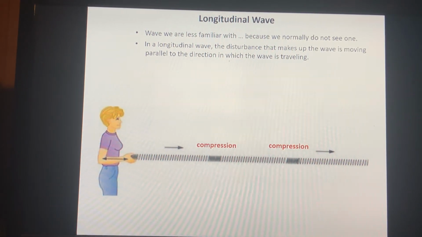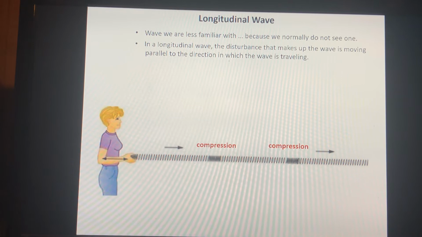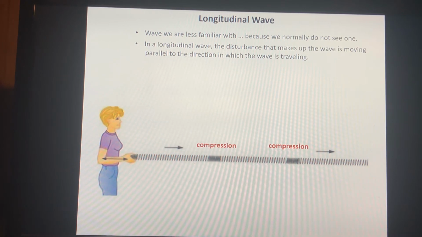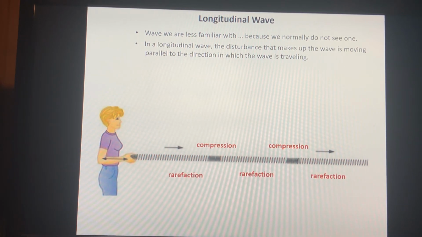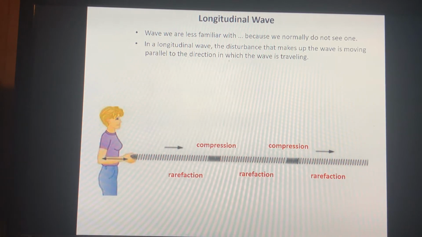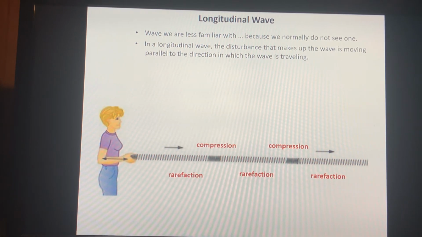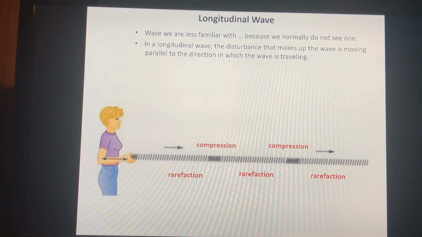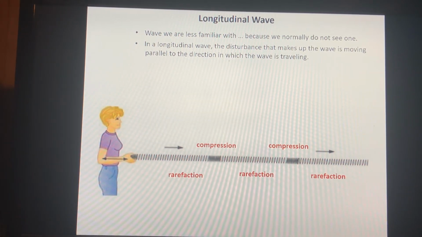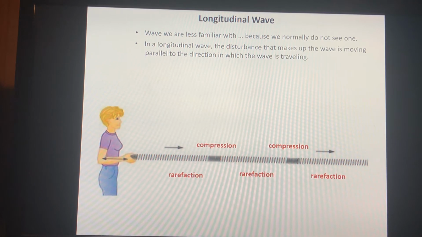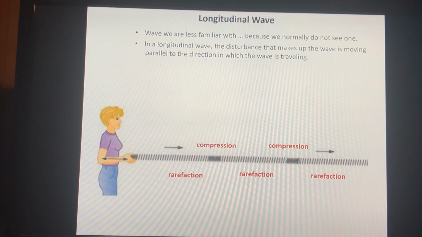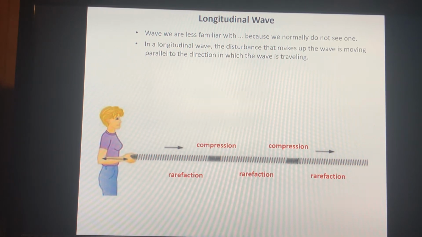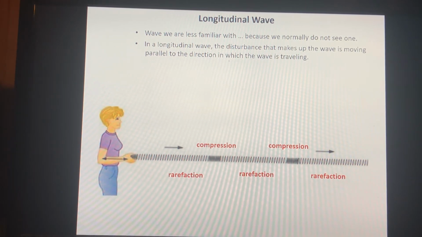With a longitudinal wave, instead of having crests and troughs, we have compressions and rarefactions. The compressions are when the wave compresses itself into a smaller area. A rarefaction is where the wave expands, and you can see the difference in that diagram between the compressions and the rarefactions. Now, to help you remember what a rarefaction is, notice the word rare in there.